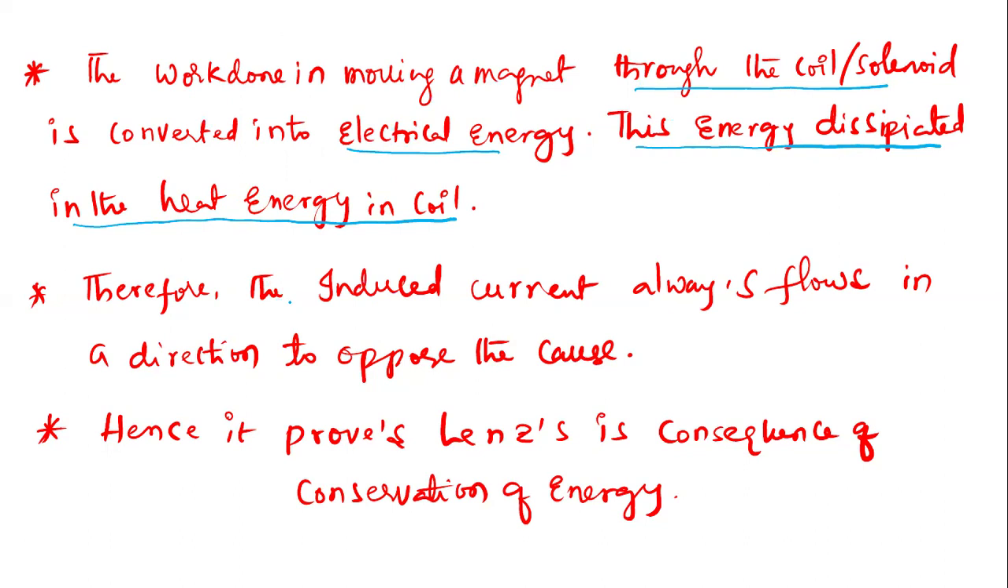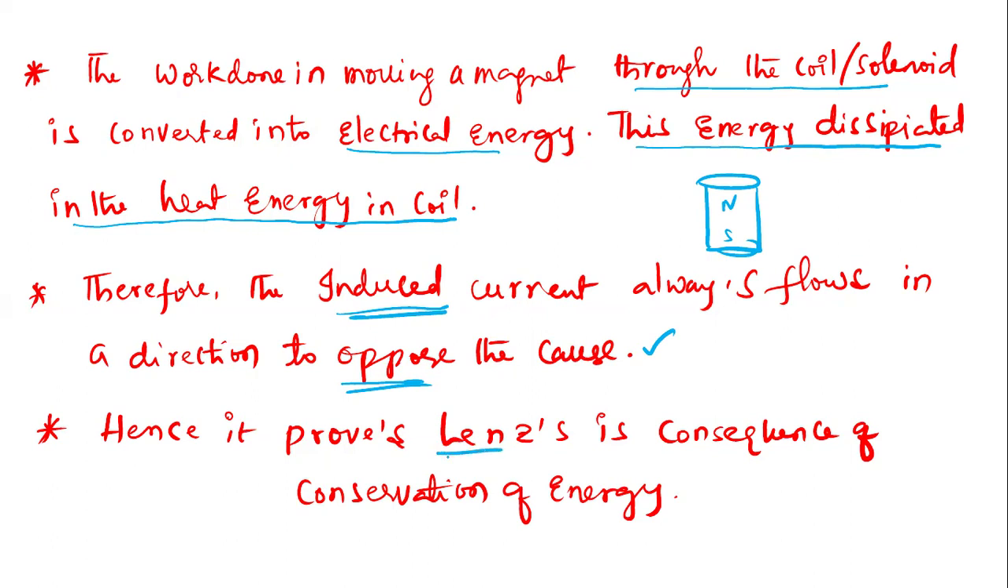So why does this happen? The induced current generated in the coil is always opposite to the cause, because the induced current is produced because of the magnet movement through the coil, right? So it automatically opposes, because whenever the magnet is coming, here it will develop north, here it will develop south. Whichever side is coming, that side develops the respective poles.